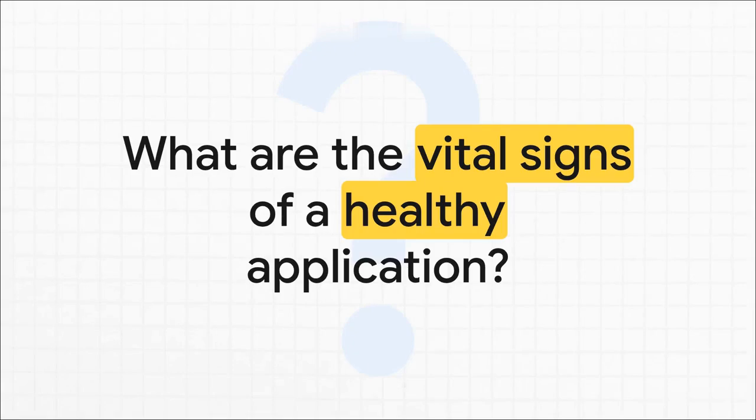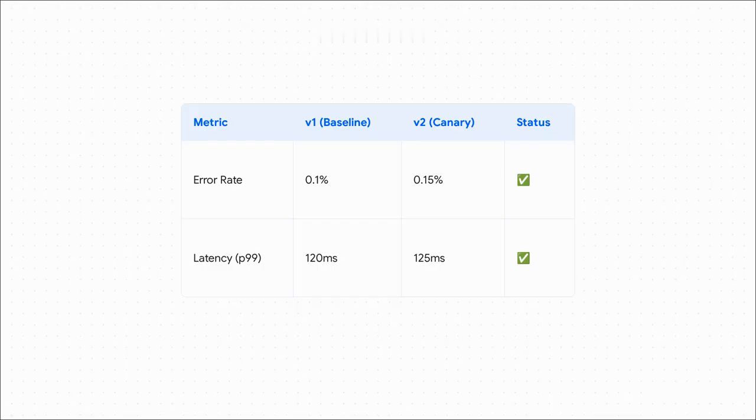But what are they really looking for? What are the vital signs of an application? How do they know if the canary is healthy, or if it's time to pull the plug? They're looking at a dashboard that looks a lot like this. And what's crucial here is they're comparing V2 directly against their stable V1 baseline.